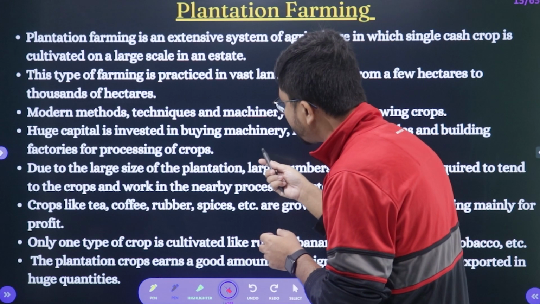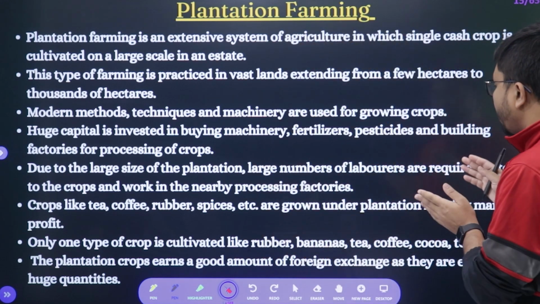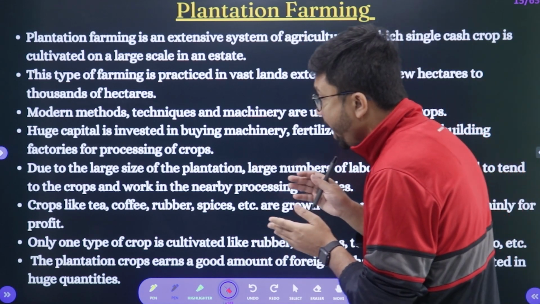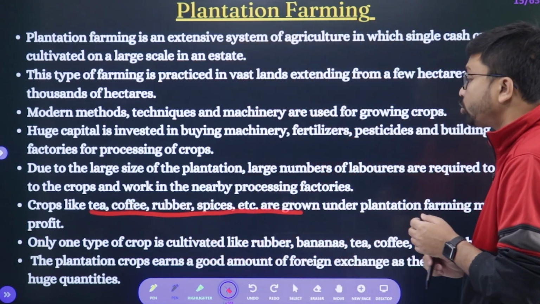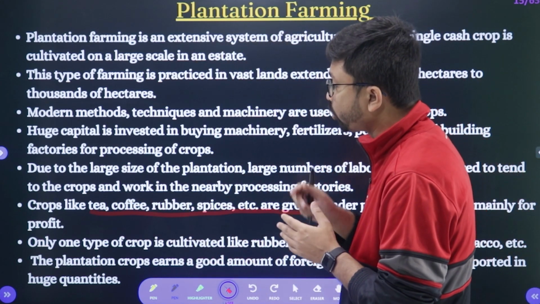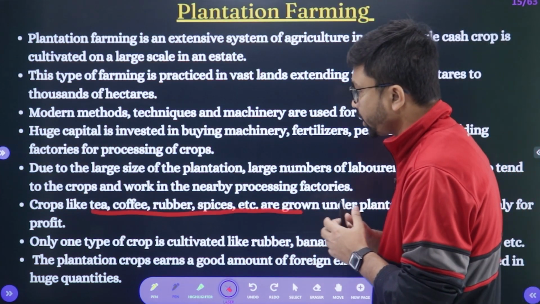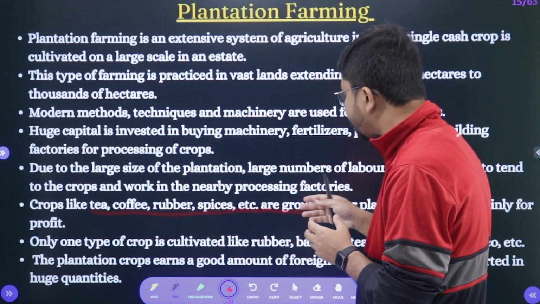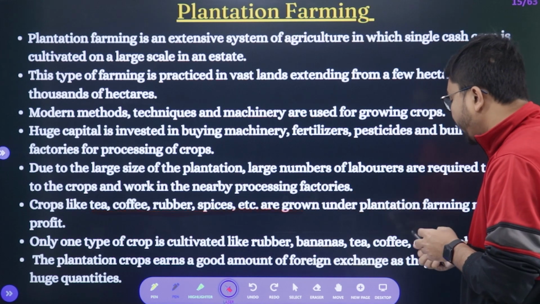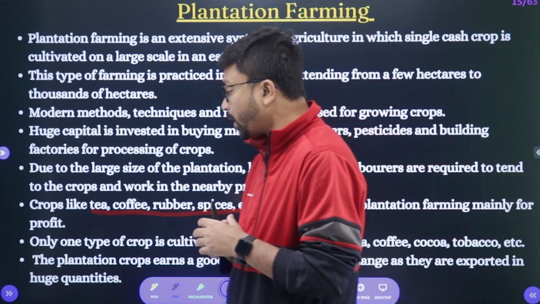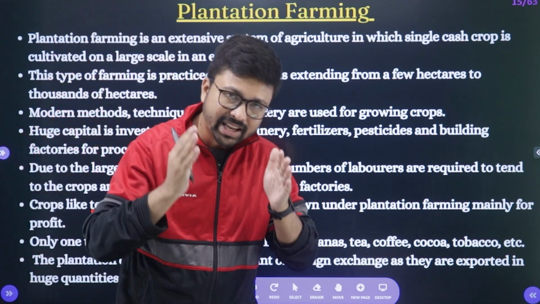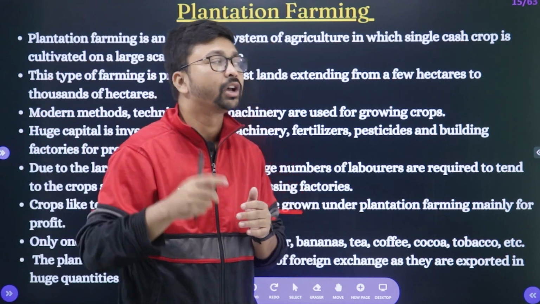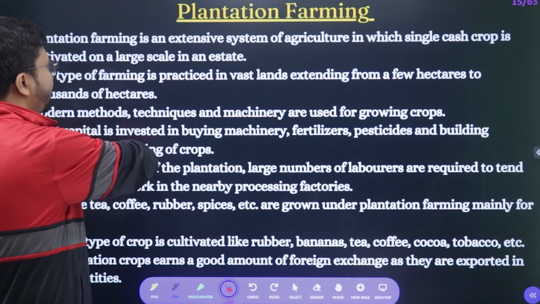Due to the large size of plantations, a large number of laborers will be required, and crops like, as I already mentioned, tea, coffee, rubber, spices. Those are the important crops grown under plantation farming. Only one type of crop is cultivated, like rubber, bananas, tea, coffee, cocoa, tobacco. Only a single crop will be cultivated in the same area year after year. So those are called plantation farming.